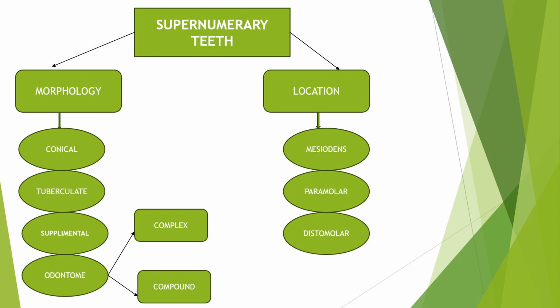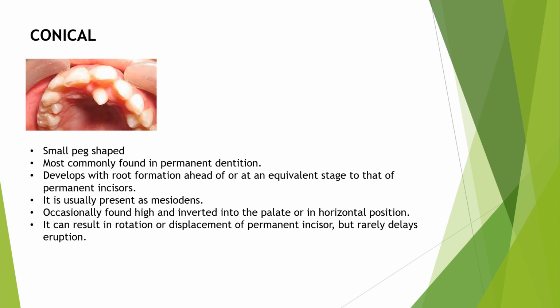Conical: small and peg-shaped, most commonly found in permanent dentition. It develops with root formation ahead of or at an equivalent stage to that of permanent incisors. It is usually present as mesiodens, occasionally found high and inverted into the palate or in a horizontal position. It can result in rotation or displacement of permanent incisors, but rarely delays eruption.